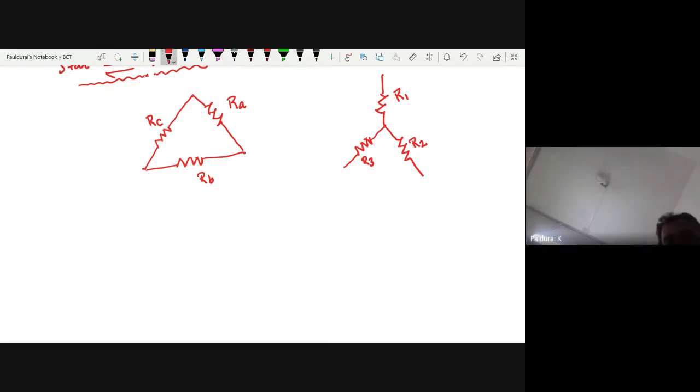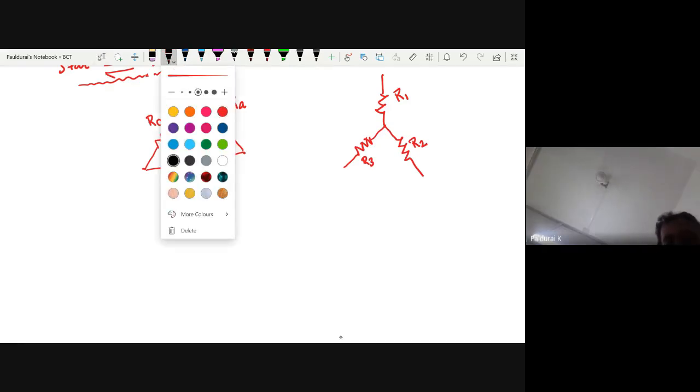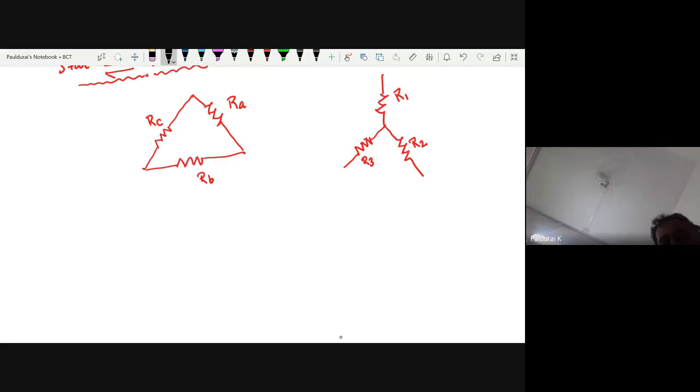So can I draw it here itself? ஓகே, இங்கே வரையலாமா? Now this is my equivalent star, right? And take this is R1, okay, clockwise, this is R2, this is R3. Okay, shall we start with the delta to star or star to delta?